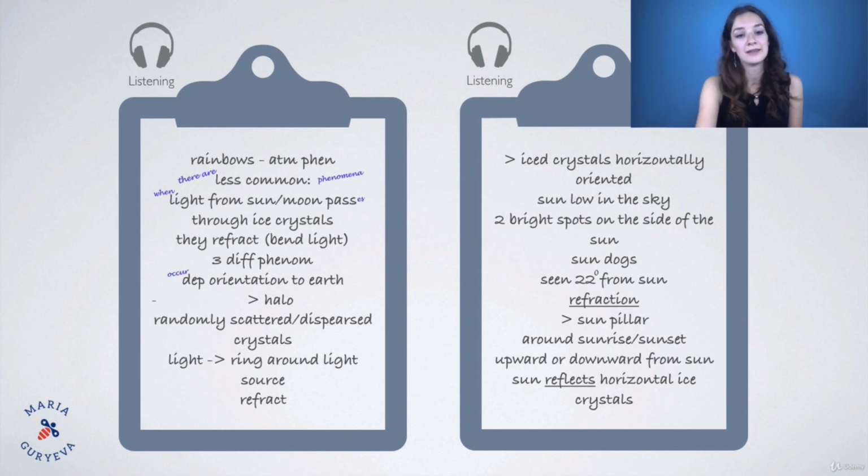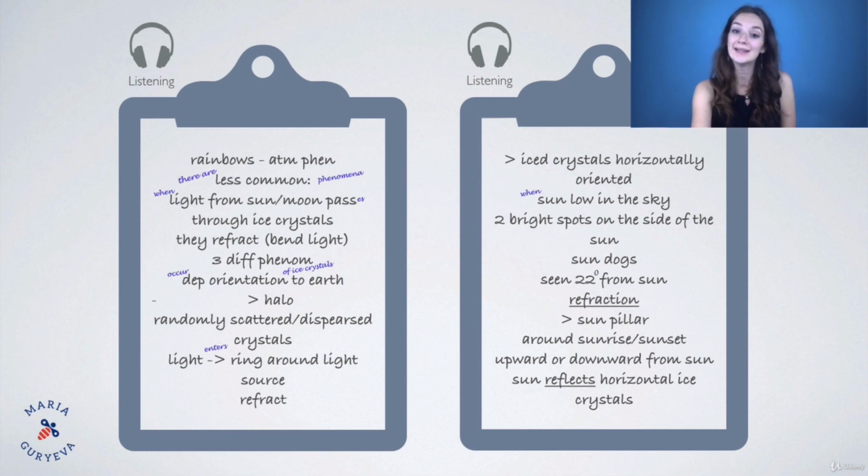occur depending on the orientation to earth. I'm going to write down the verb so I don't have to create it during my speaking. Then I'm going to add "of ice crystals, orientation of ice crystals to earth" so that I don't forget. I'm going to write "enters" here instead of this symbol because during my speech I might forget what this symbol is, what this verb is.